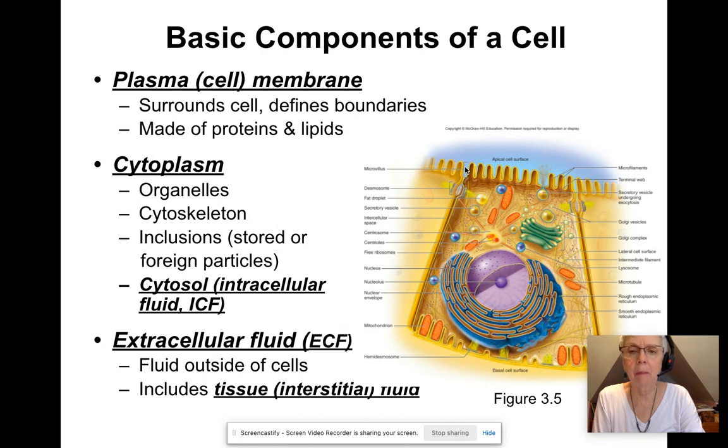It defines where the exterior boundary is and where the interior boundary is. And it's made up of proteins and lipids. We call them phospholipids because it's phosphorus and lipids, but it is protein. Now, inside of the cell is called the cytoplasm. And the cytoplasm is where all the organelles are. Okay, so all these organelles are in the cytoplasm.